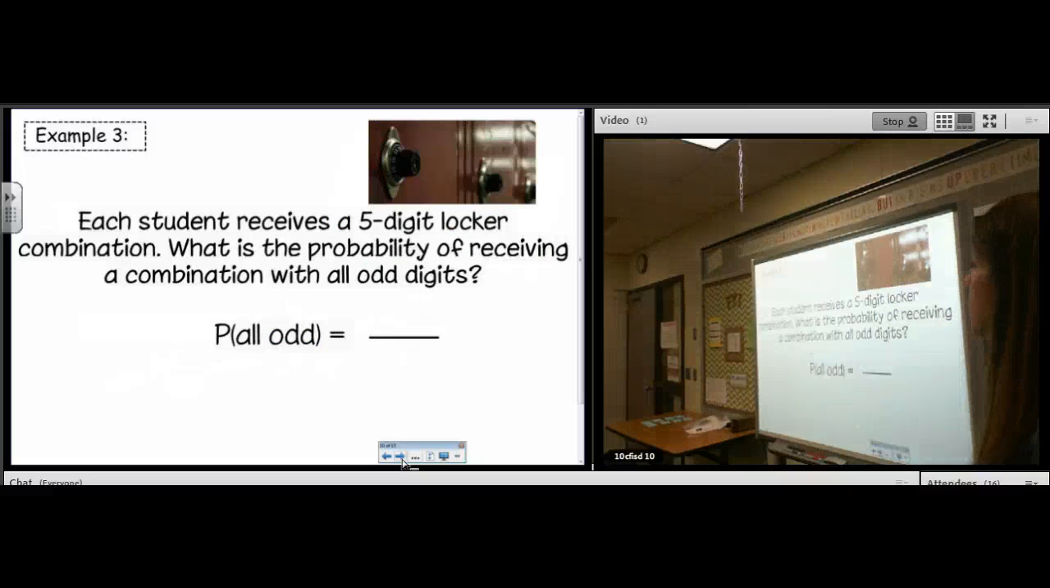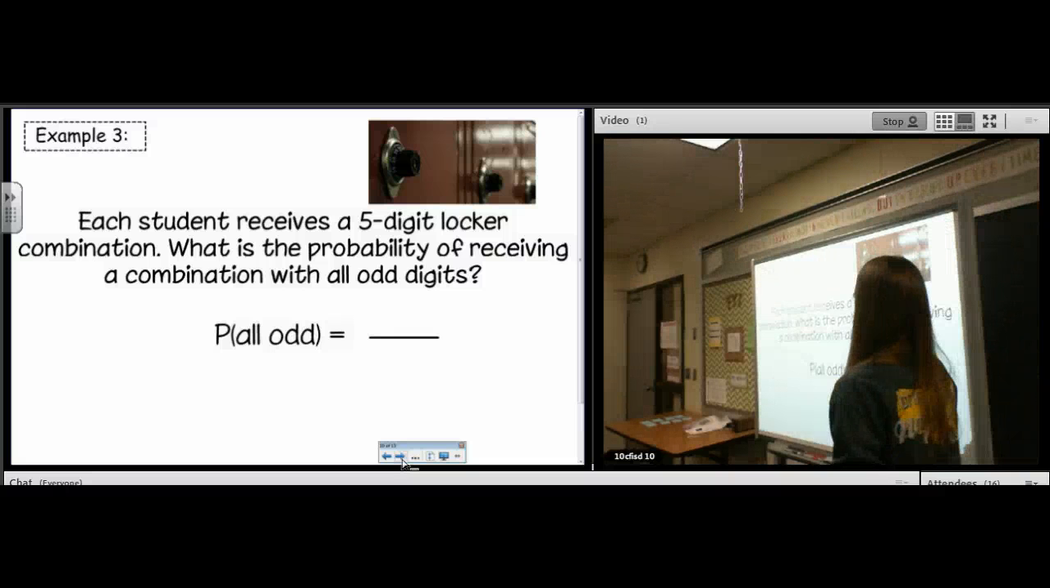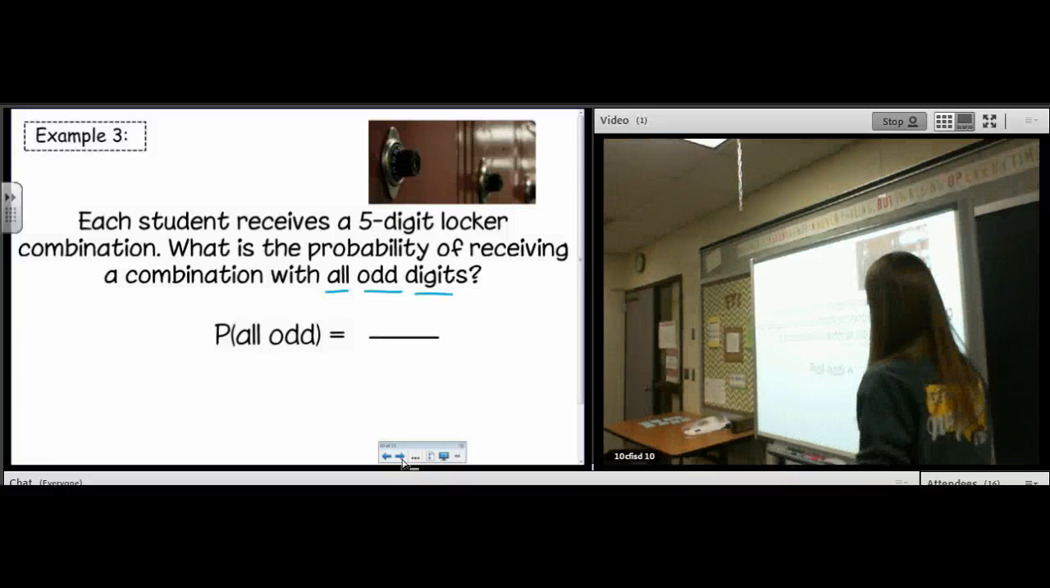Each student receives a 5-digit locker combination. What is the probability of receiving a combination with all odd digits? All odd digits.